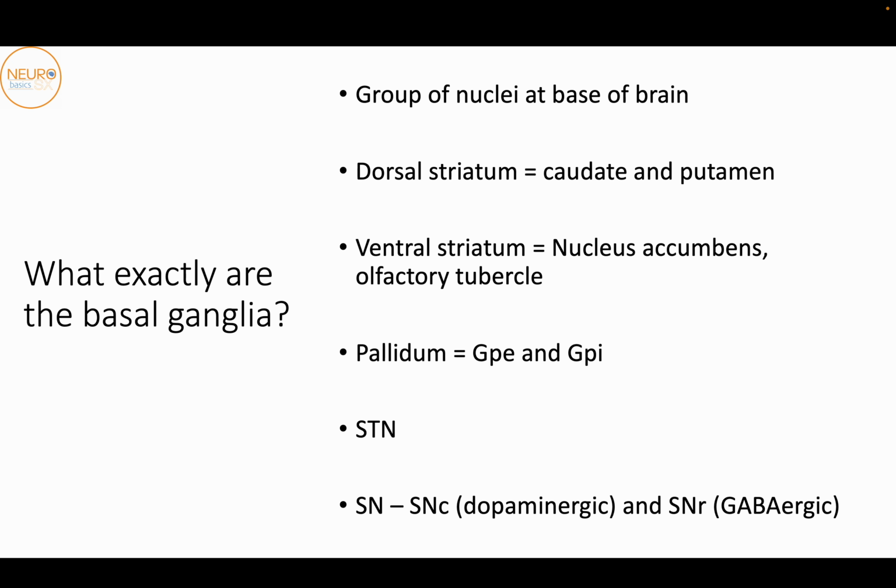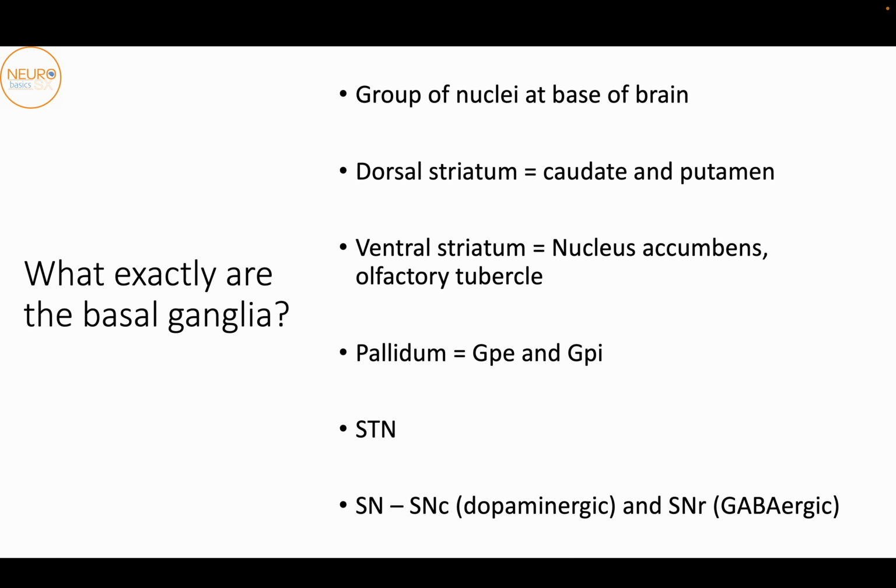You can classify them into different parts of the striatum. There's a dorsal striatum and a ventral striatum. The dorsal striatum usually includes the caudate and putamen, and the ventral striatum includes two nuclei, which will not be really important for us in this discussion: the nucleus accumbens and the olfactory tubercle. There is a separate part of the basal ganglia known as the pallidum that includes an externa and an interna. So there's a globus pallidus externa and interna.